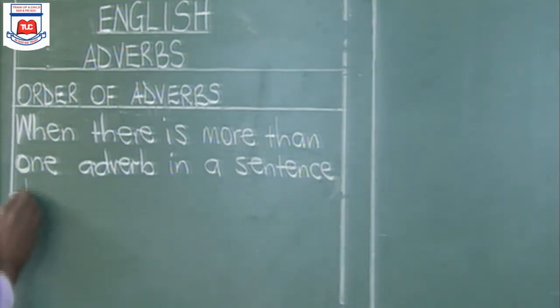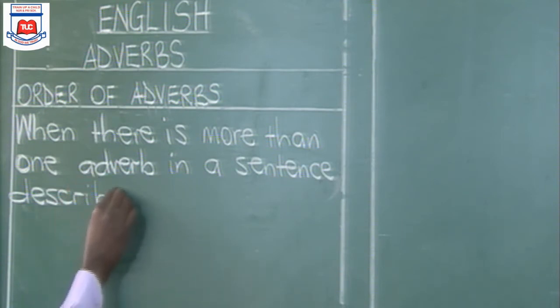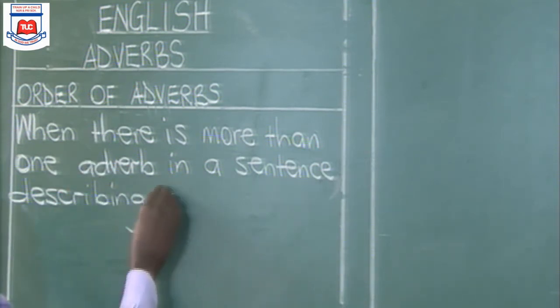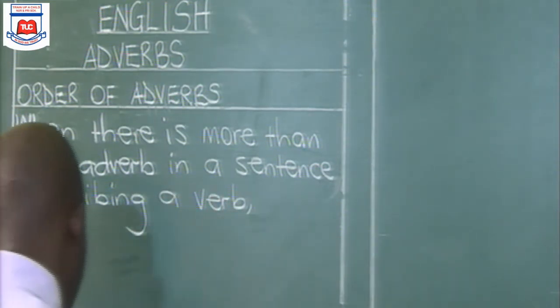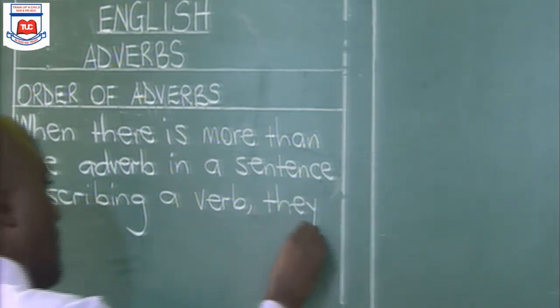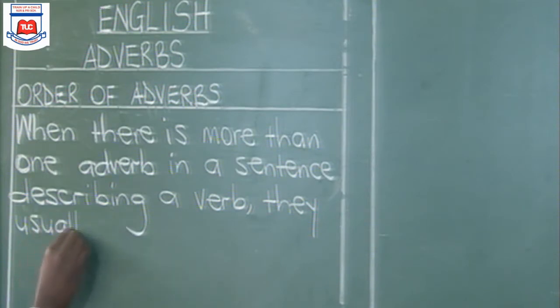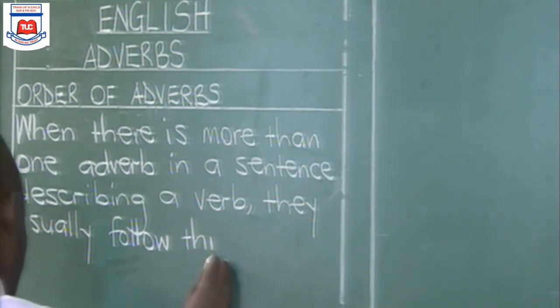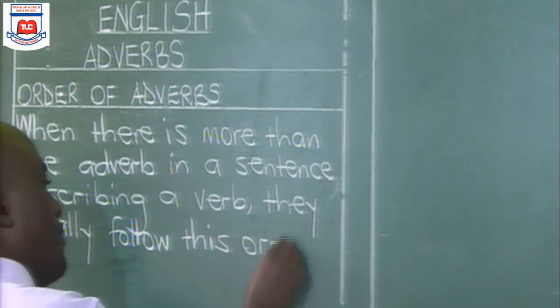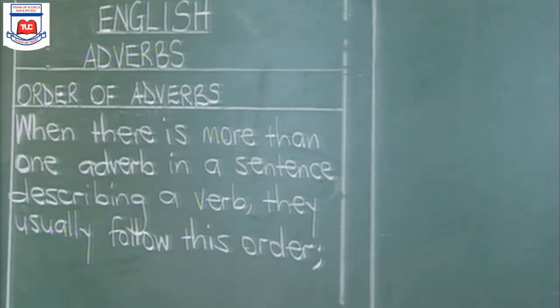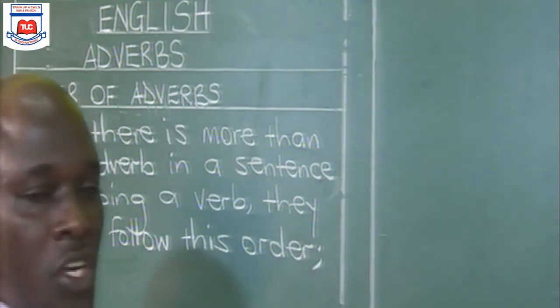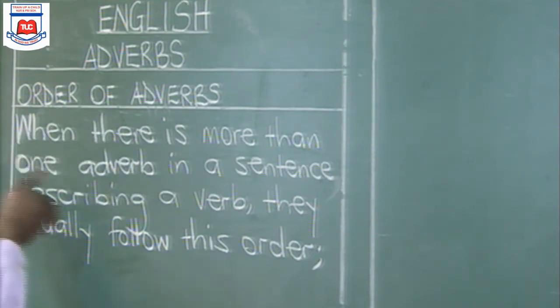When there is more than one adverb describing a verb, they usually follow this order. What is the order? Since we looked at the different types of adverbs, adverbs of manner, place, time, frequency, duration, and many others, we are now saying that when there is more than one adverb in a sentence describing a verb, they usually follow this order.